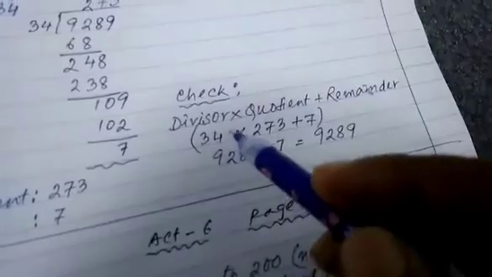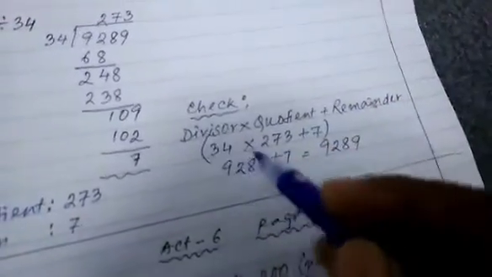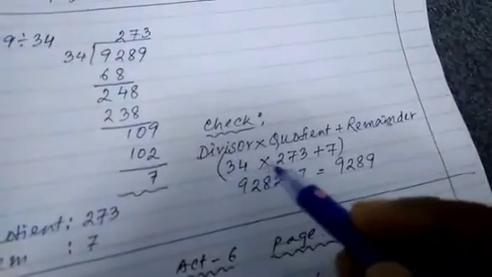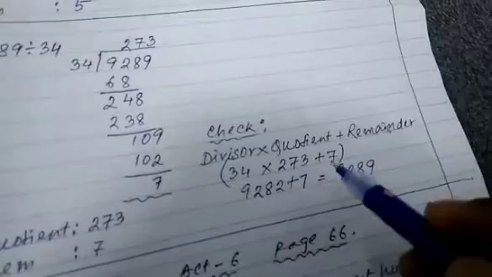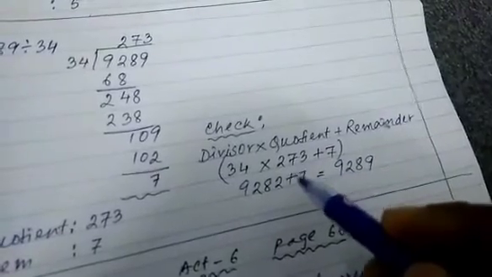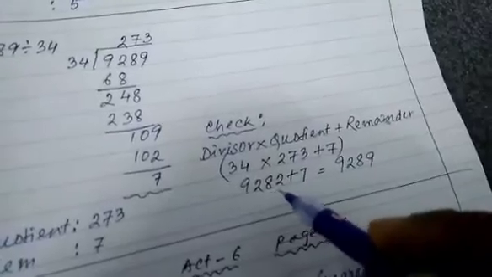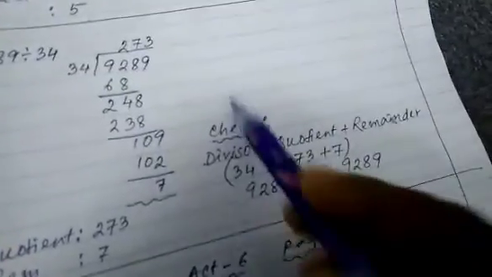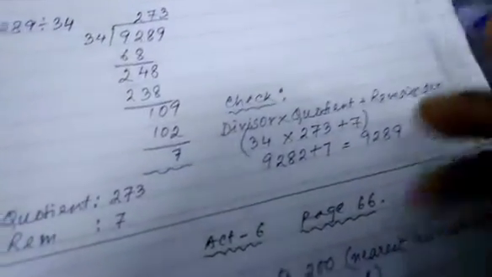This also I have to check. Similarly, the same way, divisor into quotient plus remainder is equal to dividend. So my divisor was 34 and the quotient is 273 and the remainder is 7. So 34 into 273 is 9282 plus 7. That means 9289. See, it is the same. So my sum is right.